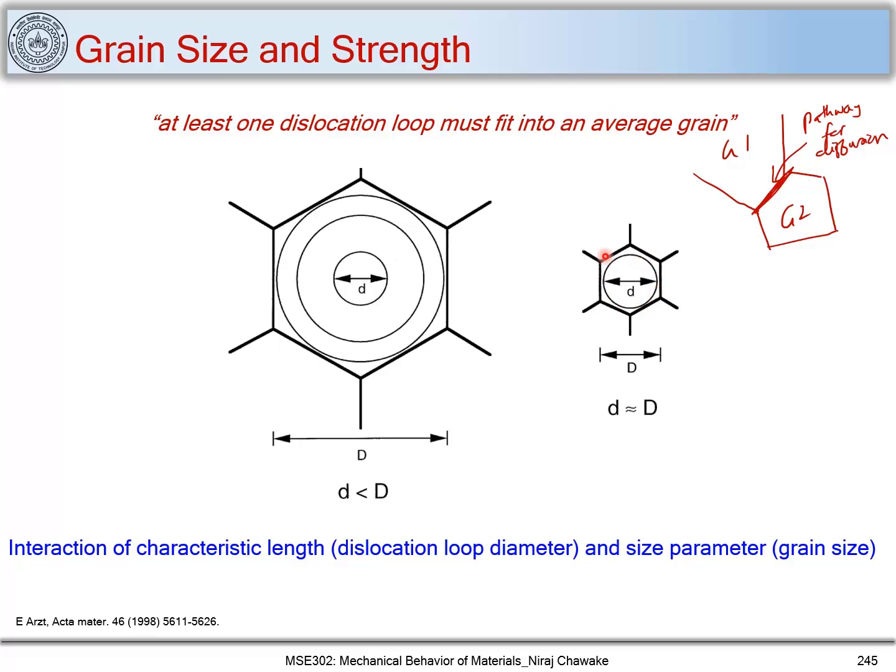If I reach this grain size, I can still retain the strength, but if I go on decreasing the grain size beyond this D value, there will be a decrease in the strength. Let me write it here. You can improve strength till D, that is the diameter of this dislocation loop. If I decrease grain size beyond this D, so let's say D1 is less than D, I will see that at such grain sizes I will have an inverse Hall-Petch, that is a decrease in the strength with decrease in the grain size. In other words, you can correlate the characteristic length, that is the dislocation loop diameter, with the size parameter, that is our grain size.